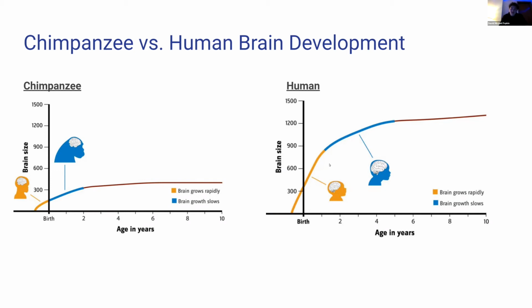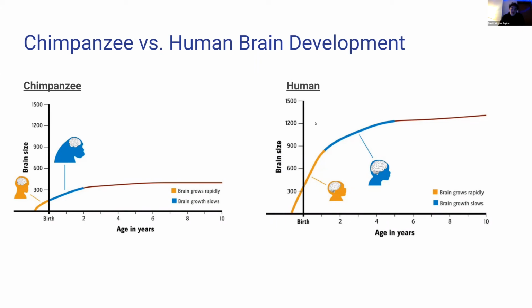And we can see this on the graph because the orange lines are for when the brain is growing rapidly, and the blue lines are for when the brain growth slows. And we can see that our brain doesn't stop growing heavily until about 5 years of age, while the chimp brain stops growing heavily at about 2 years. So we have a lot more time outside of the womb when our brain is actively growing and maturing.